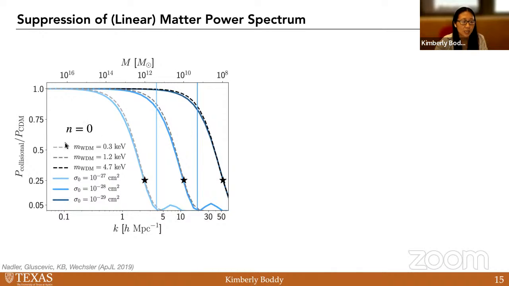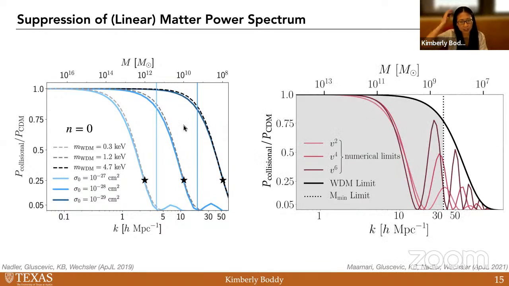So for this n equals 0 case, a spin independent, velocity independent interaction is going to look very similar to what warm dark matter does. These dotted lines are warm dark matter. And you can see as you increase the cross section, you're suppressing more and more structure, structure that goes to larger and larger scales, or smaller k. This is a very similar thing to what warm dark matter does. With warm dark matter, you keep decreasing its mass and it's going to wash out more and more structure. So the n equals 0 case is pretty easy.